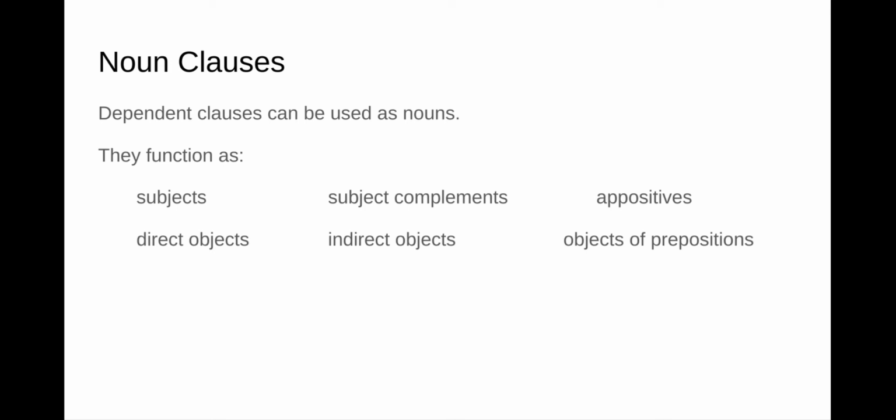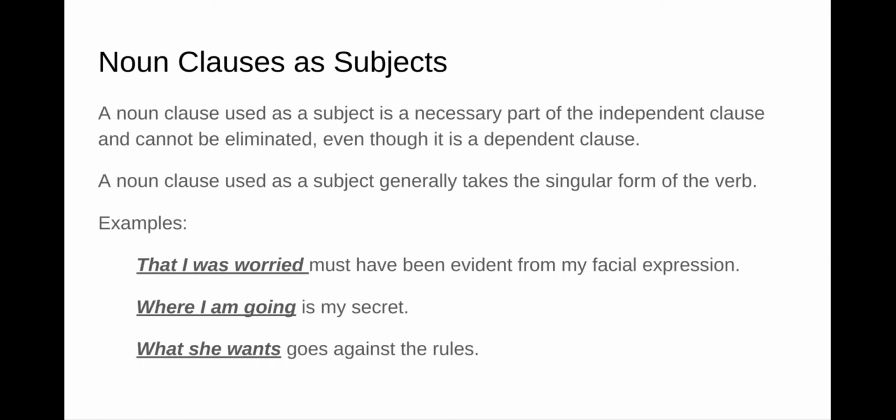So let's start with noun clauses acting as the subject of the sentence. This is probably the easiest ones to find. All right. So when noun clauses are acting as the subject of the sentence, it is a necessary part of the sentence because we know a sentence has to have a subject and a predicate. So if a noun clause is being the subject, it has to be there, which feels strange because we don't think of dependent clauses as necessary, but in this case they are. So they cannot be eliminated, otherwise the sentence doesn't make sense.